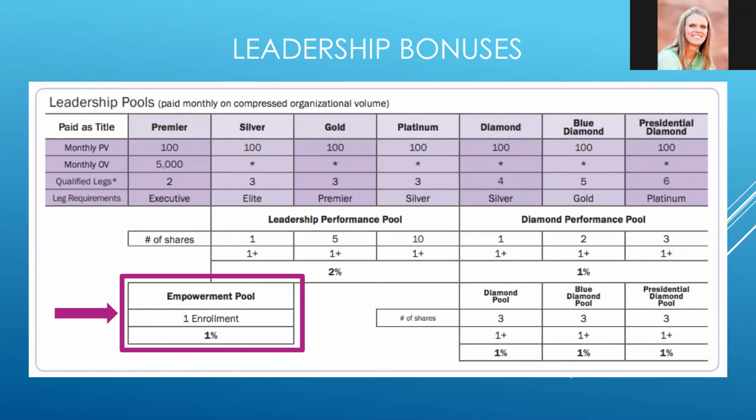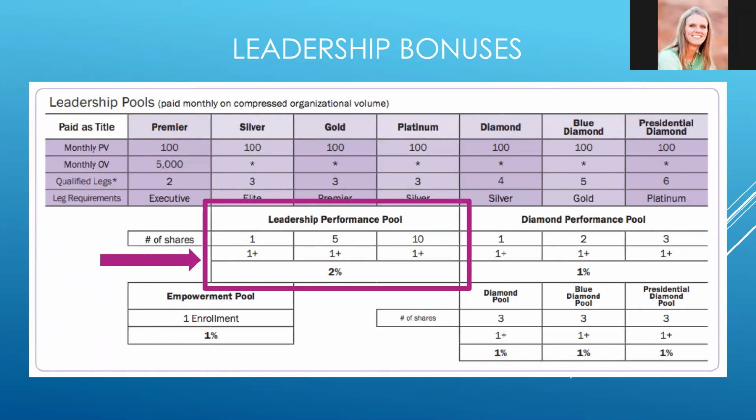So as a Silver, in addition to the empowerment pool, you also have access to the leadership performance pool. And the way that this works is doTERRA takes 2% of the company's profits and they split it out amongst the Silver, Gold, and Platinum ranks. And as you can see, each of them get a different number of shares.